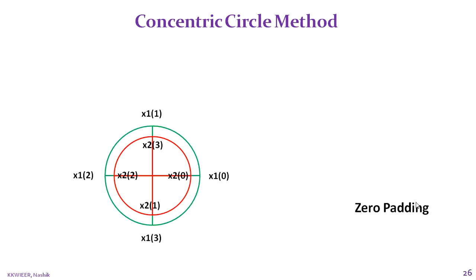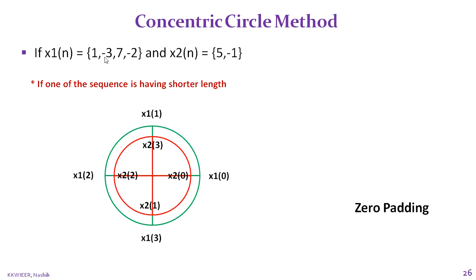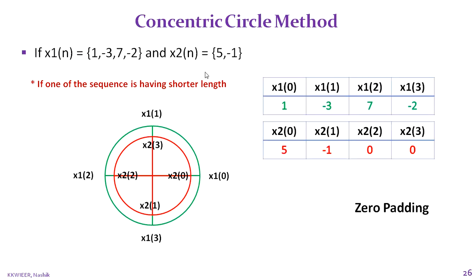Now if one of the sequences has a shorter length, that means your x1 of n has 4 samples, but x2 of n has only 2 samples, so it has a shorter length. In that case, what do you have to do? You have to do zero padding. That means in the second sequence, add 2 zeros at the end. And then by using the same method, that is the circular convolution concentric circle method, solve the example. Now this is an assignment. Try this at your home.